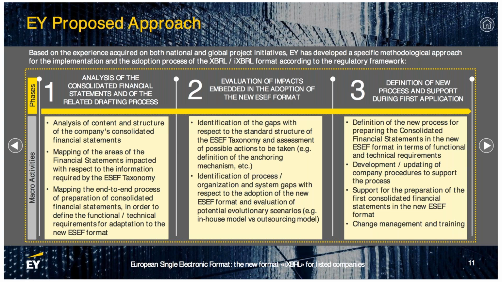So this is our approach that we have also agreed with Talentia, and we are using it with Talentia in some projects. We perform an analysis of the consolidated financial statement and of the related drafting processes. The second phase is the evaluation of the impacts embedded in the adoption of the new ESEF formats, so the opportunity to create extensions and also to use the taxonomy standards. The third phase is the definition of new processes and support during the first-time application that probably could occur in March 2021. Moving on to the next slide, sorry.